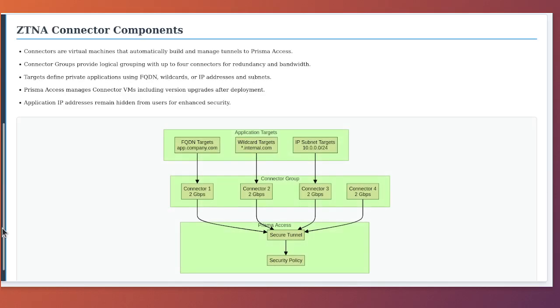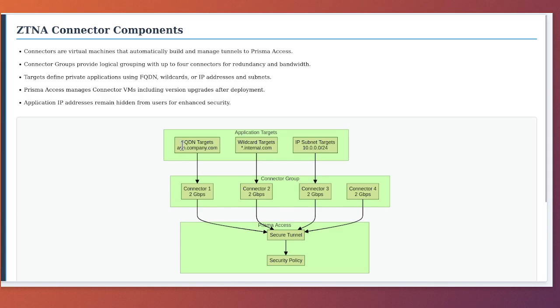ZTNA Connector Components. Let me explain the key components that make up a ZTNA connector deployment. Understanding these components will help you plan and implement your private application access strategy effectively. The diagram shows the 3 main components.